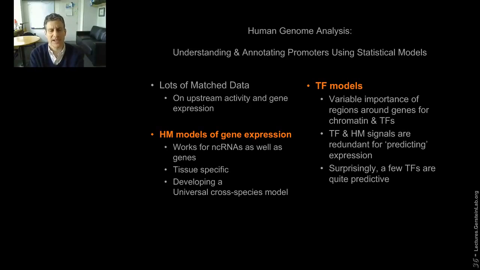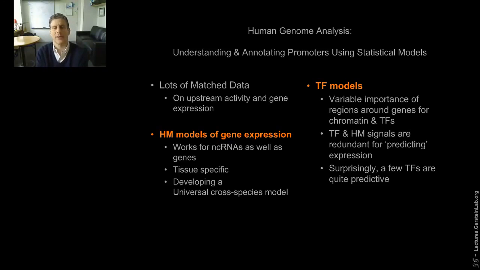So first we built a histone model of gene expression. Some of the key things from the model is it works pretty well, and it actually works for non-coding as well as genes. It's fairly tissue-specific. And what I think is neat and not completely intuitive is we can actually build this universal model, one set of parameters that works on everything, works on protein-coding genes, non-coding RNAs, works across organisms, and so forth.